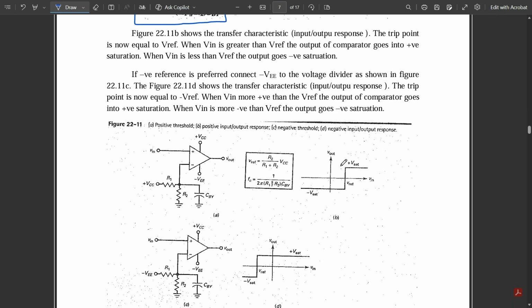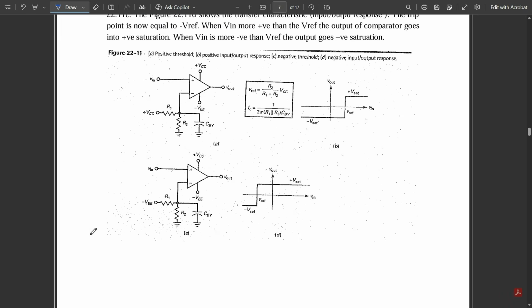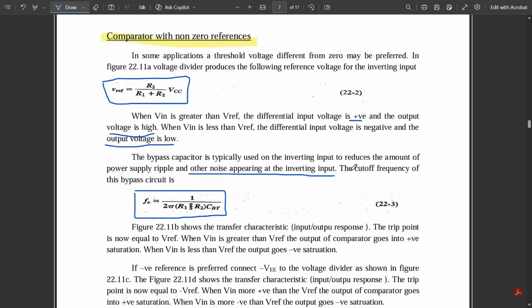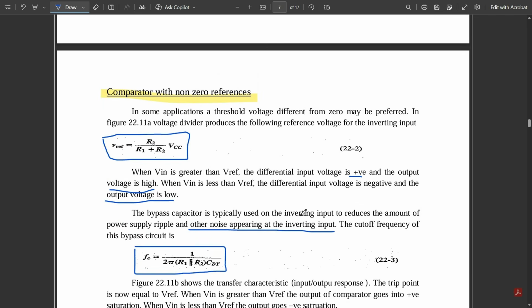Okay, so with respect to this positive threshold, we would be getting this response. Similarly, for the negative threshold, you would be getting this response. So you see here, this is the response plot with respect to input output voltage and the saturated voltage. Okay, so you see here, this is for the V reference point, when V in is greater than and less than, what is the relationship obtained. Okay, so you see here, V saturation plot, how it is getting shifted for a positive threshold and for a negative threshold. Okay, based on the condition provided, V in is greater than V reference and V in is less than V reference. Okay, for that you would be getting the output voltage high and output voltage low.